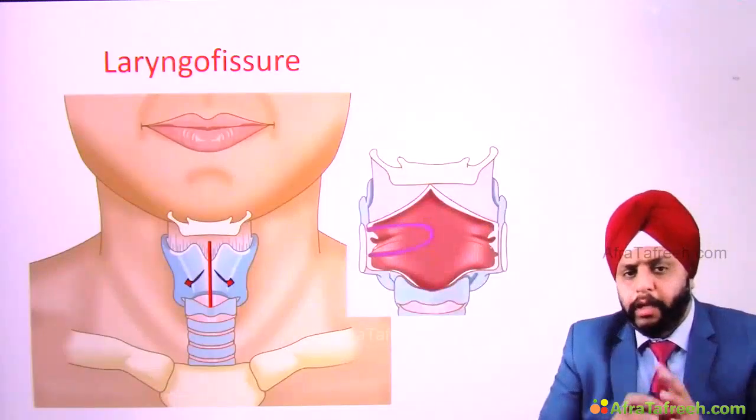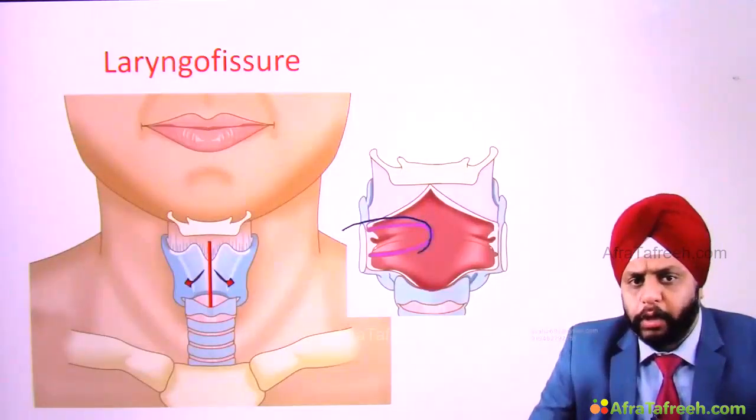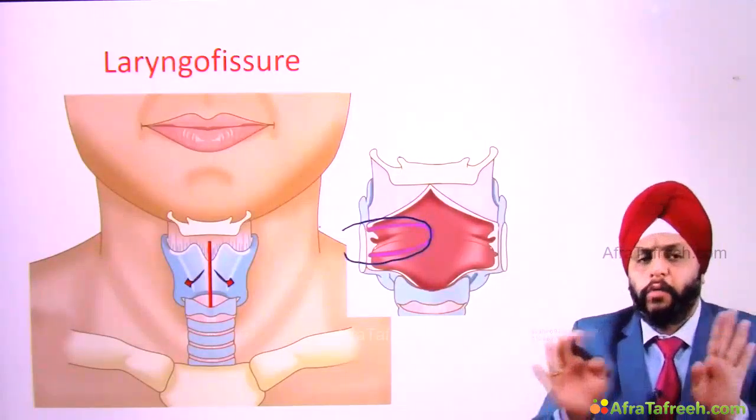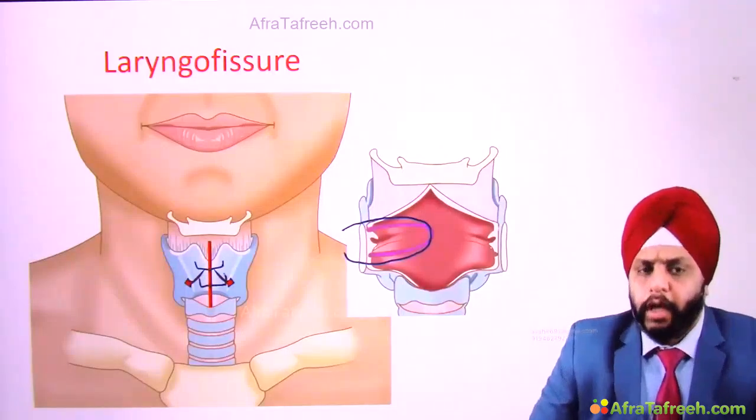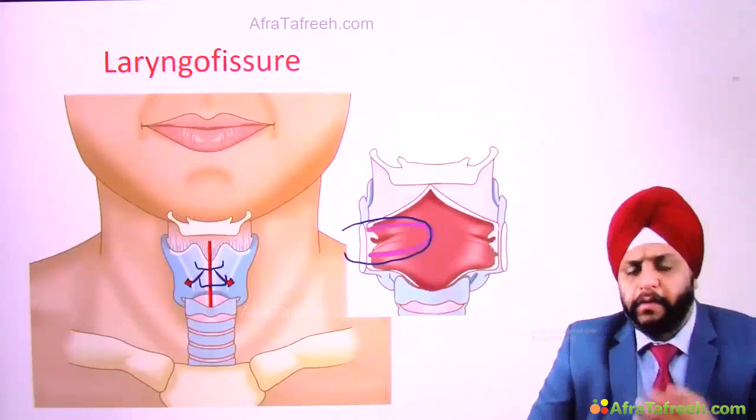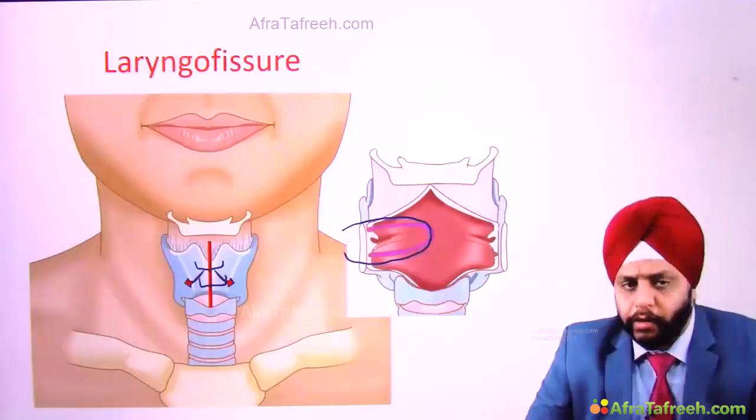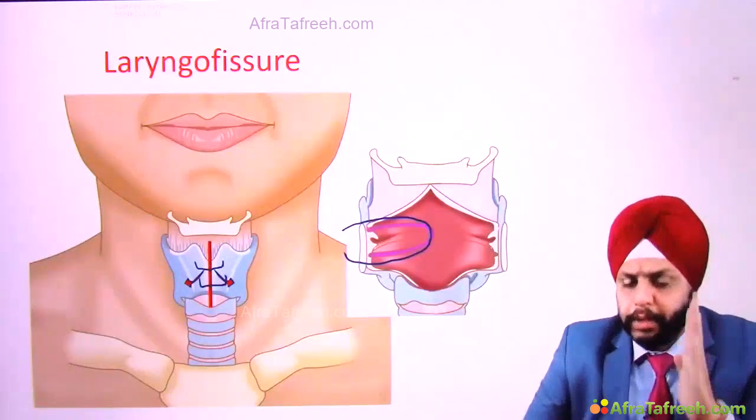So you can open the larynx like this, and if you want to remove a tumor or something, you can just remove it, and then you can close the larynx back, and you can screw this thyroid cartilage together with the help of some screws and a plate, and then you can close the larynx once again. Right? So this is known as laryngofissure. Laryngofissure means opening the larynx from the front in the midline.